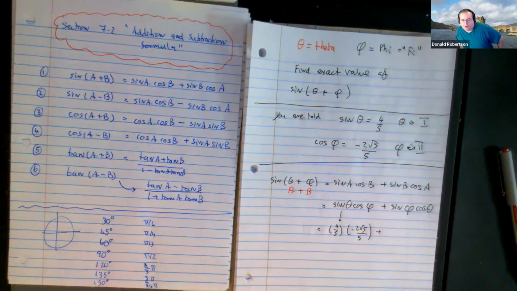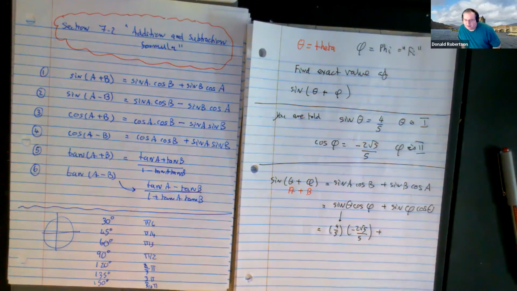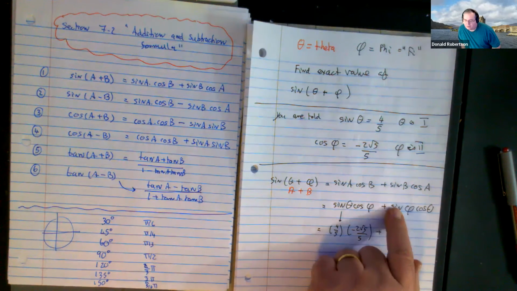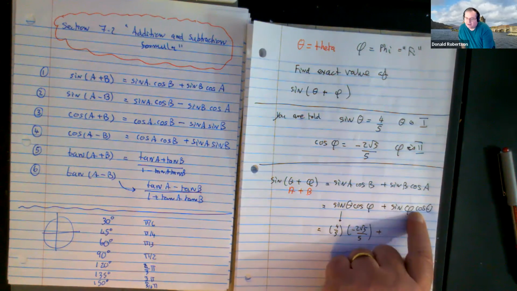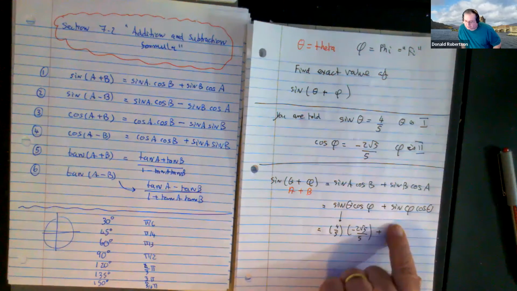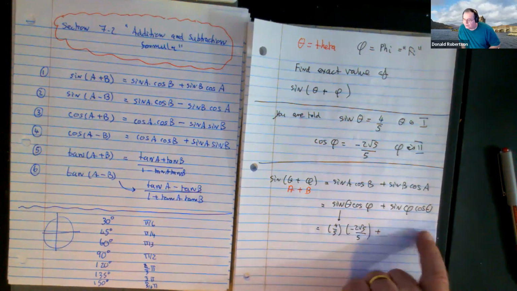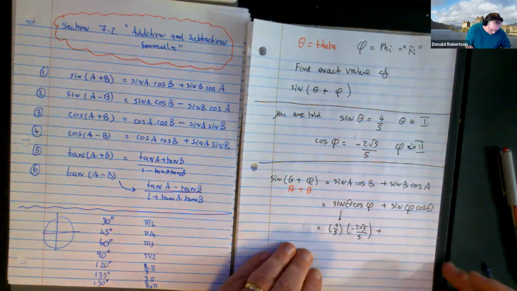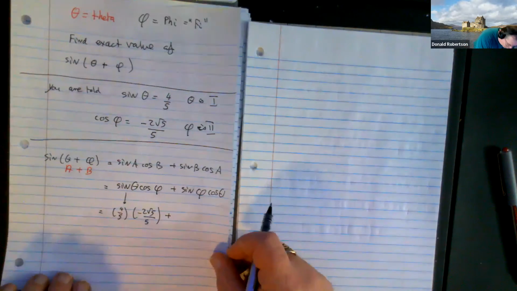We have a problem. I don't know the sine of phi and I don't know the cosine of theta, but I need to know what they are, right? I need to know what kind of fractions they are, because once I've done that, we're finished. So I'm going to do a little side issue here. We've done this before.